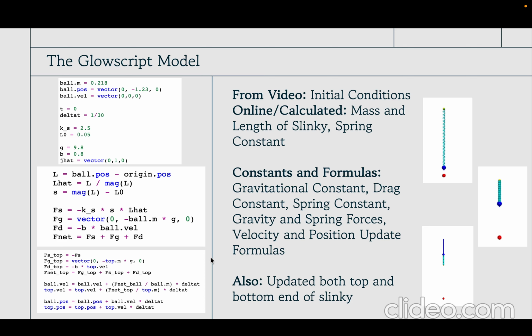Significantly, I updated both the top and the bottom end of the slinky, because at first I was trying to just update the bottom end because that's the only thing that I tracked, but then when you do the simulation, it makes it so that the top is just at a fixed point, but in this case the top is not at a fixed point. Both the top and the bottom of the slinky are moving, and so by updating both the top and the bottom, I was able to simulate a slinky being unextended and then falling.